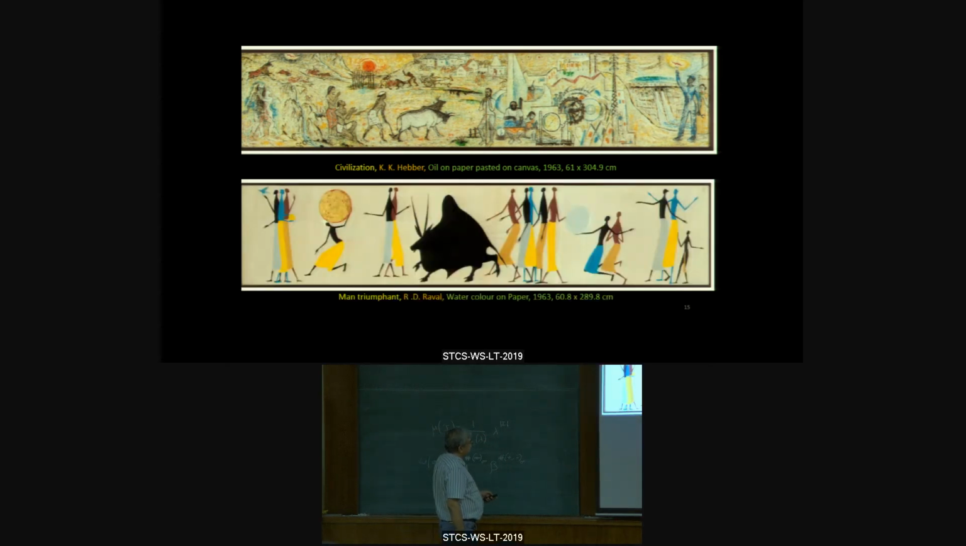TIFR. Man Triumphant is what Raval called his painting, where humans essentially control all nature, the moon and the sun and all the wild animals, etc., to their own liking, and for their own exploitation.